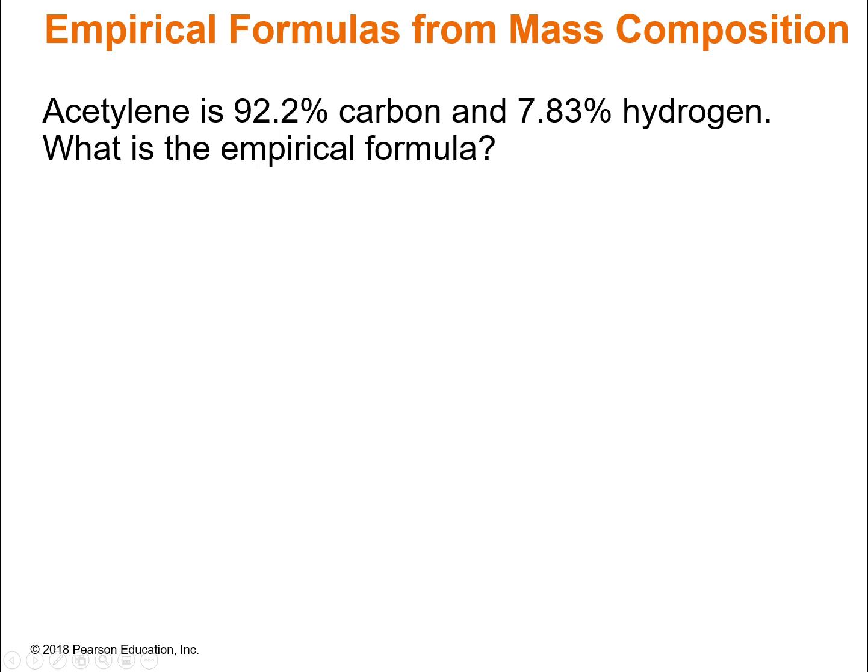We can figure out the empirical formula of acetylene simply by using the mass composition. It's even simpler here because we don't have to do any kind of math to figure out how many grams of this or that are reacting. All we have to do is make an assumption. A percentage adds up to 100%. We use that to our advantage and assume that we have 100 grams of acetylene.